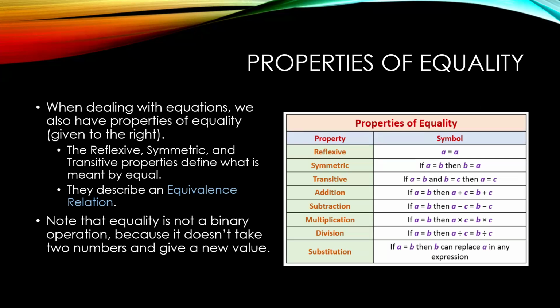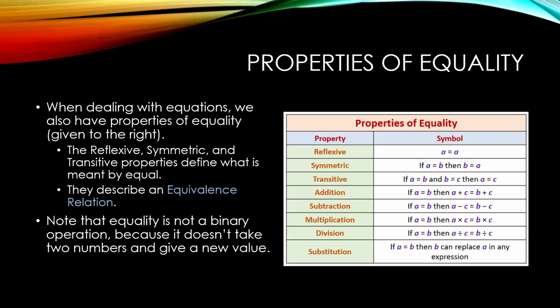Some more properties are the properties of equality. And we have to be careful because when we're thinking about this, equality isn't as much a binary operation. And so when dealing with equations, we have the properties of equality. And the first 3, reflexivity, symmetry, and transitivity, that's how we defined equality. Remember, an equivalence relation is a relation which is reflexive, symmetric, and transitive. And so those are the core of being an equation.